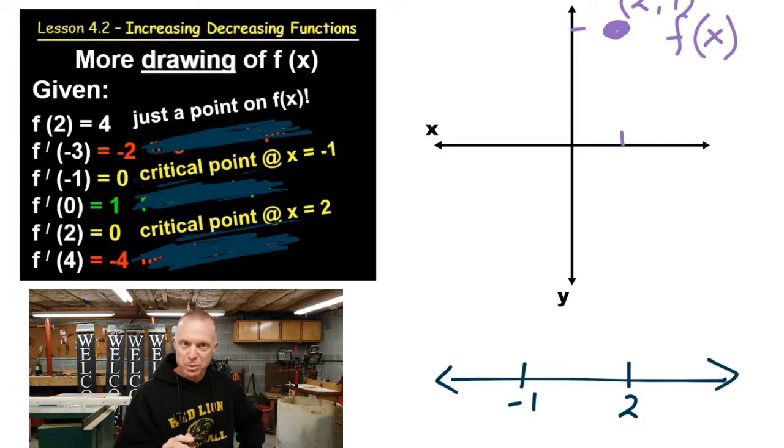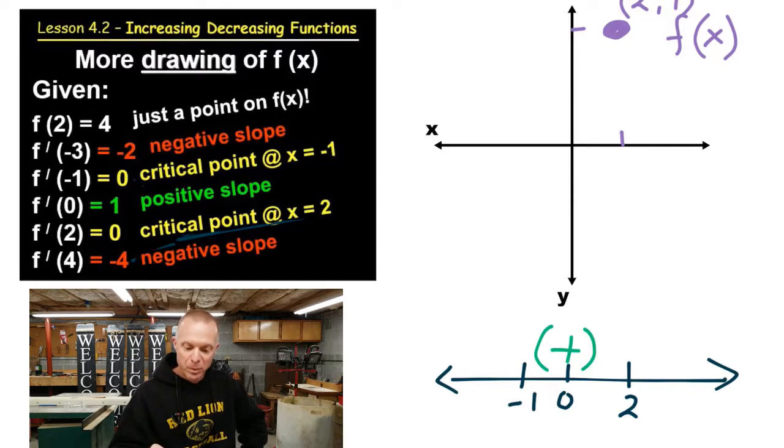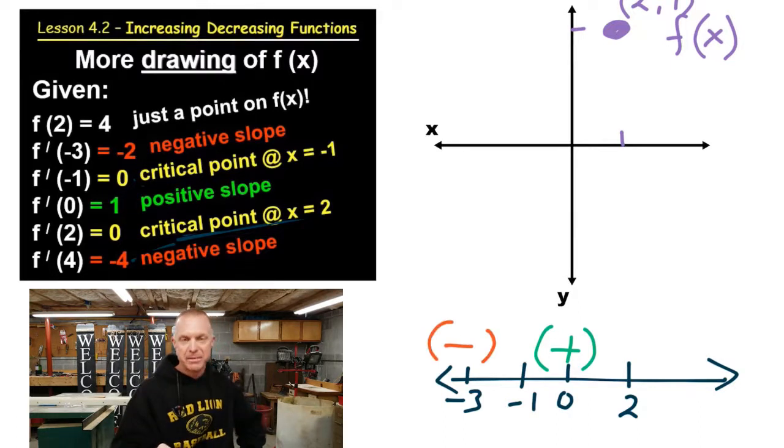Now, when it says that the derivative is equal to 1, what that really means is we have a positive slope. And so since the number 0 is between -1 and 2, and I got a positive value, that means that everything in between there is going to be positive. So I bet you know what the last one is. That's right, negative slope. But again, really, when I see the derivative at -3 equaling -2, that means that everything's going to be negative in that interval. And it's the same thing over here when I have the -4, but I have that negative value, that means all the slopes are going to be negative.